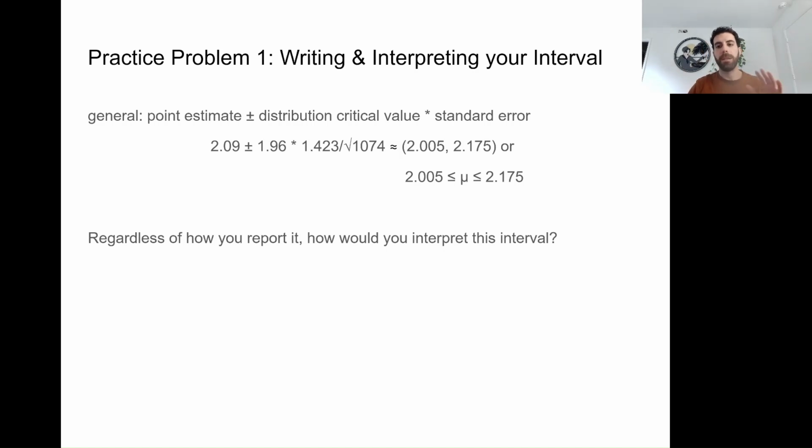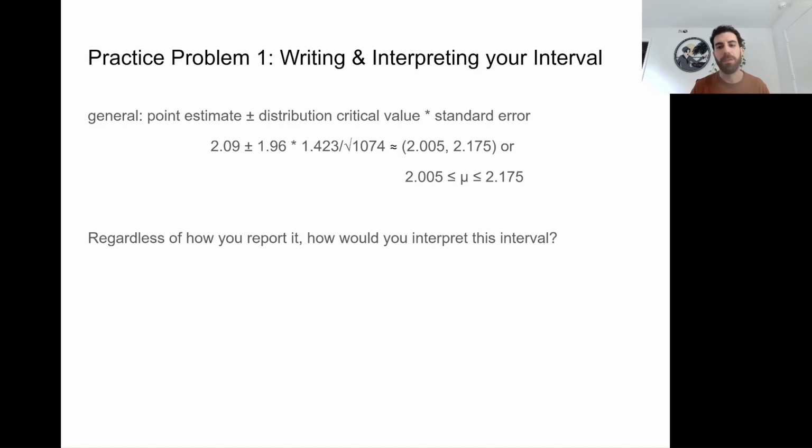So I would say a semi-accurate interpretation is we're 95% confident that mu, our true population mean, is within this interval, however you want to write it. But the most accurate way to state it is we constructed this confidence interval with a process that if we were to repeat from start to finish, meaning sampling to calculating the interval, over and over and over again, 95% of these intervals would contain the true population mean.